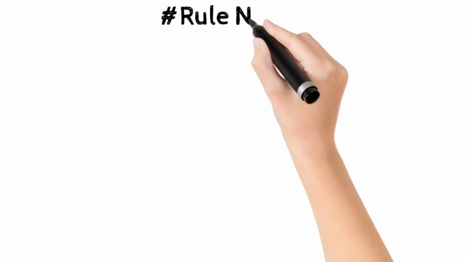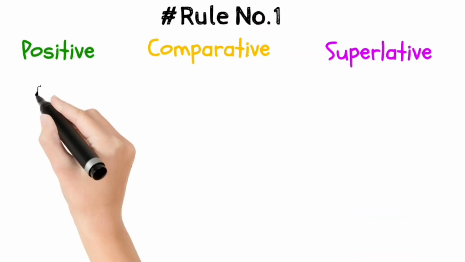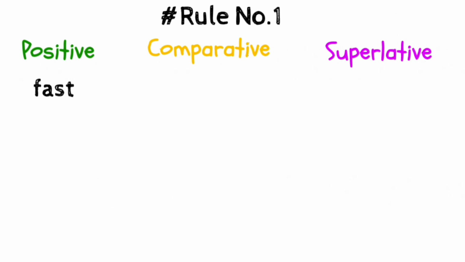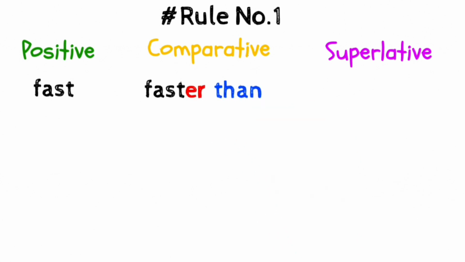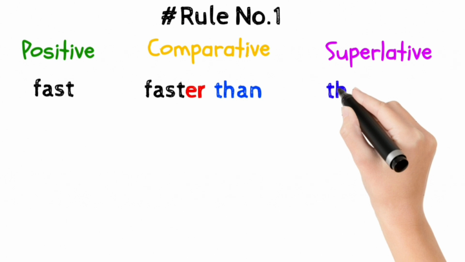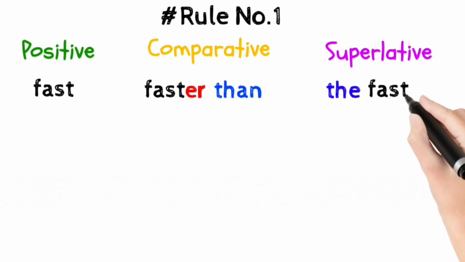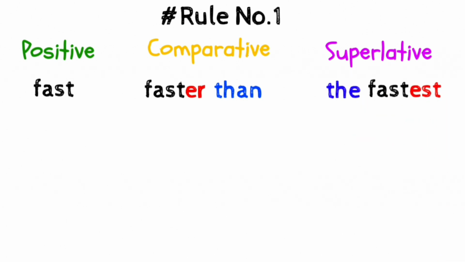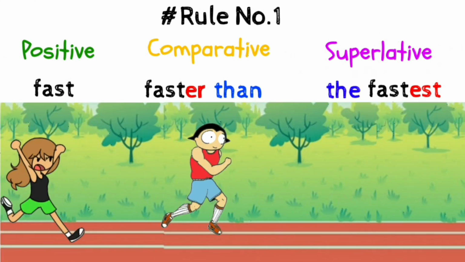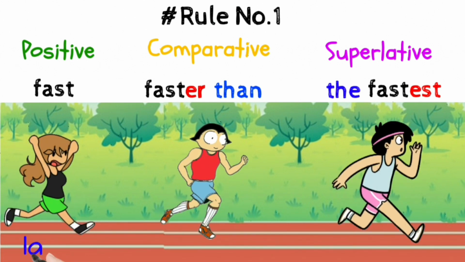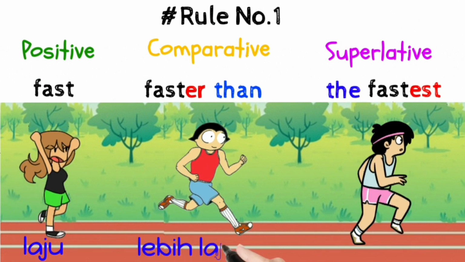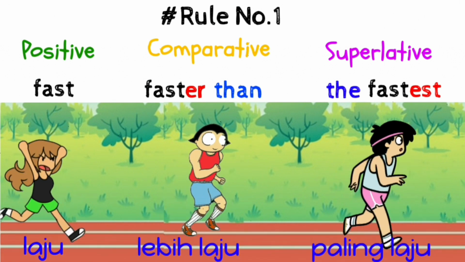Now let's move on to rule number 1. Let's use the adjective fast. For comparative, we just have to add er and then, so it becomes faster than. For superlative, we have to add the and est, so it becomes the fastest. Fast, faster than, the fastest. Laju, lebih laju, paling laju.